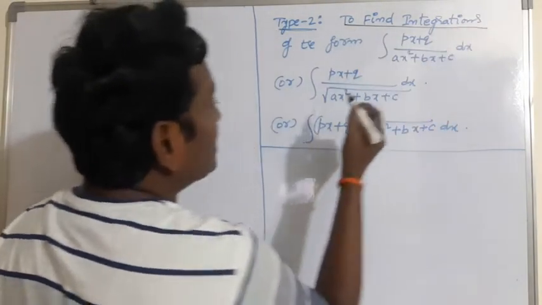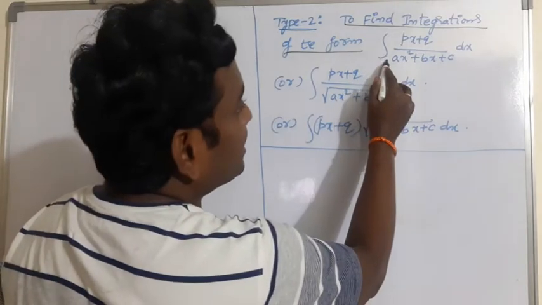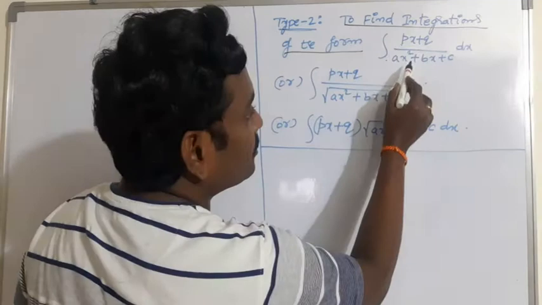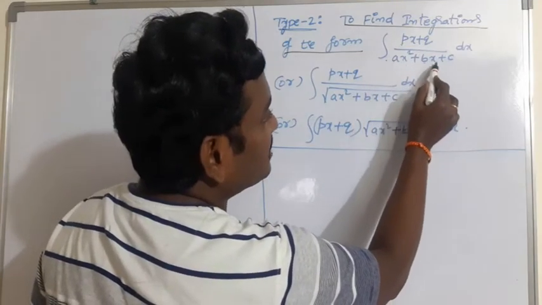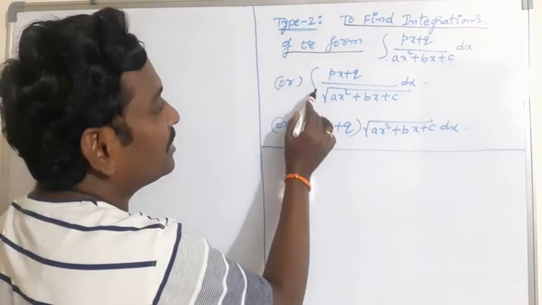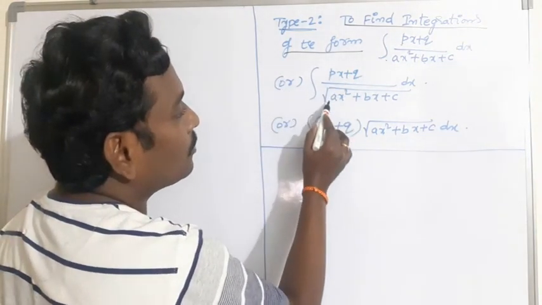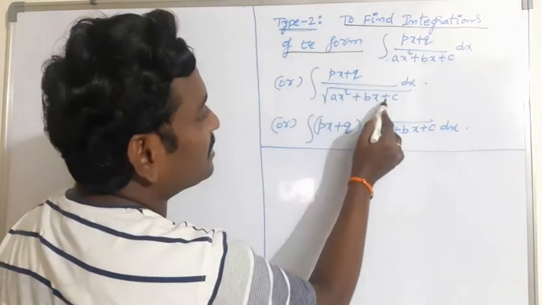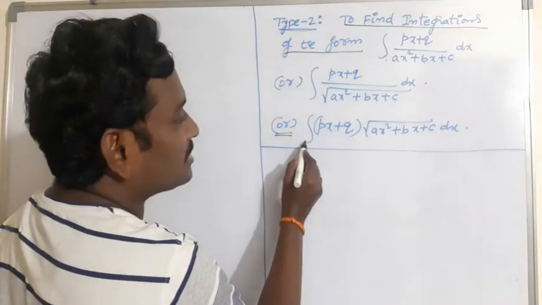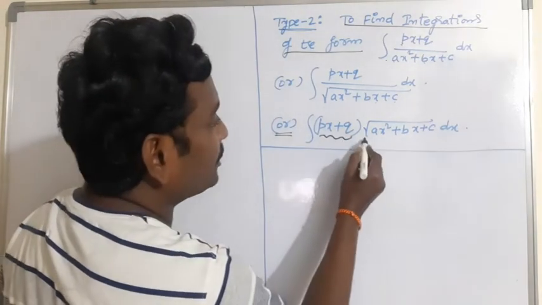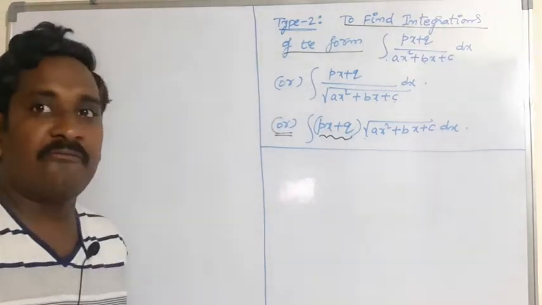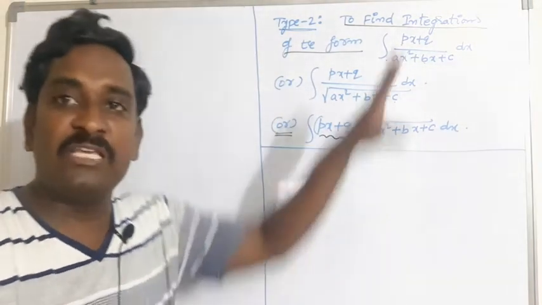To find integrations of the form integration of px plus q by ax square plus bx plus c dx. Otherwise, the given integration may also be in the form of integral px plus q by root over ax square plus bx plus c dx. Sometimes given problems are also in the form of integration of px plus q into root over ax square plus bx plus c dx. In this model, our given problem is any one of these forms.